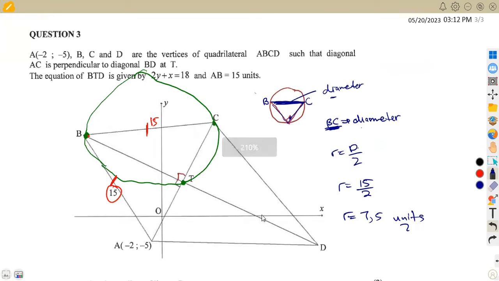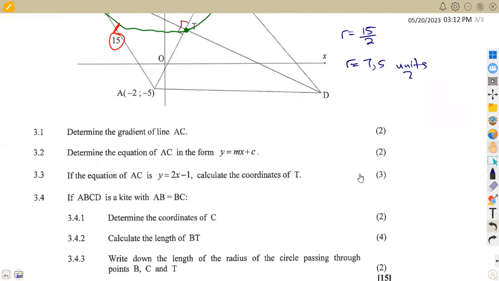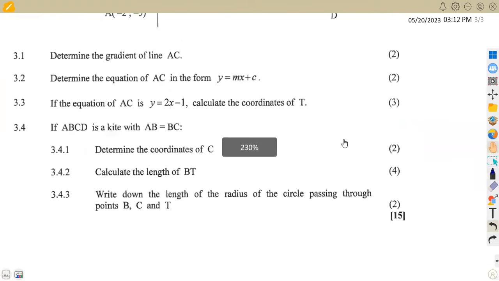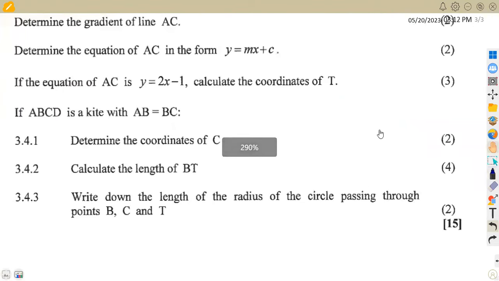So we took this from our Euclidean geometry: the diameter subtends an angle of 90 degrees at the circumference. This is the one that we are going to apply. That was the last part of the question on calculating the radius of the circle that passes through these points. That is 3.43, having a total of 2 marks.